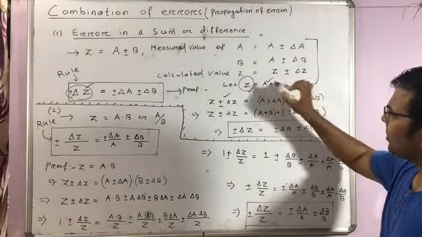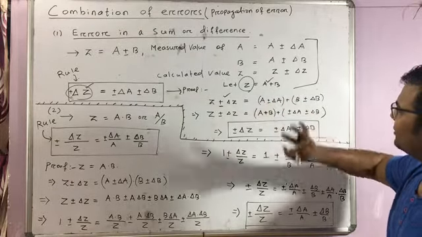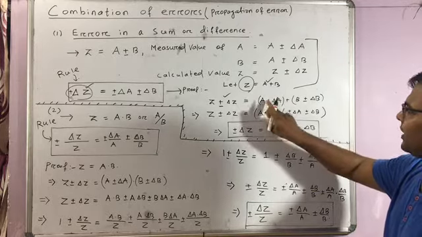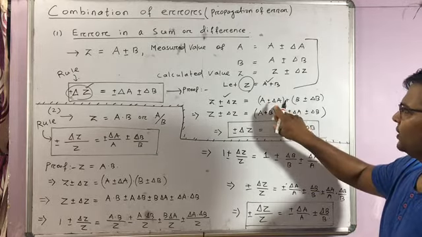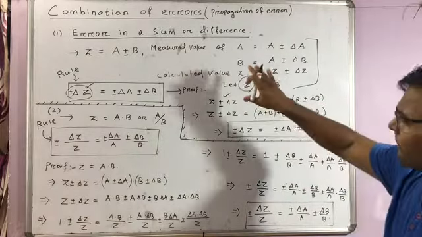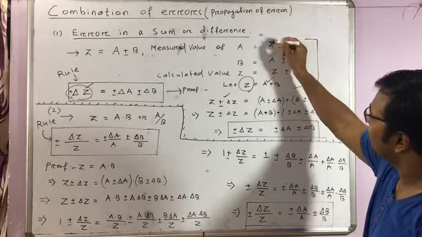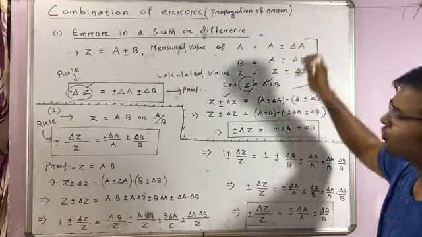Now A, we know A is equal to A plus or minus delta A. So I have just substituted the value of A here. A is equal to A plus or minus delta A. So don't be confused. A is a measured value, which is reported in this way. It is actually the true value. You can put a bar over here. You can also put a bar over here.